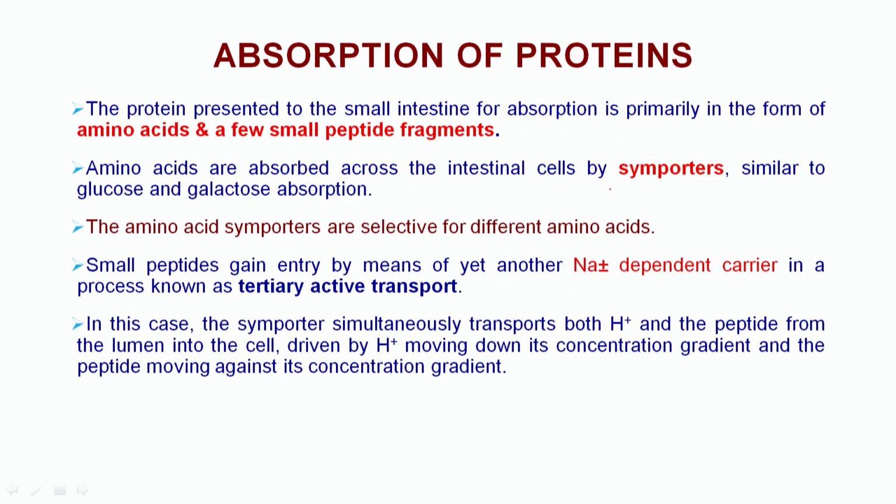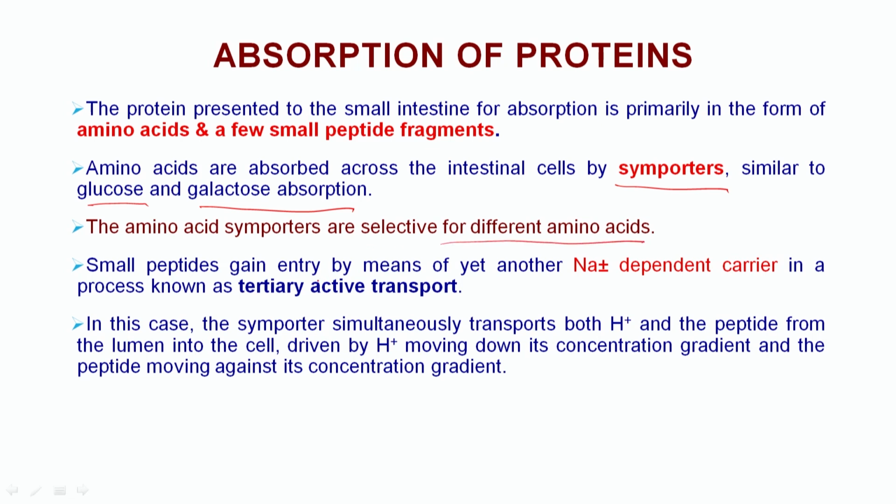Now coming to the absorption of the protein. The protein presented in the small intestine for absorption is primarily in the form of amino acids and a few polypeptides. These amino acids are absorbed across the intestinal cell by symport, similar to glucose and galactose absorption. The amino acid symports are selective for the different amino acids.